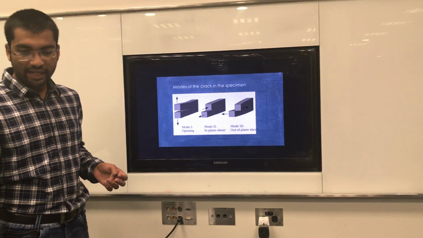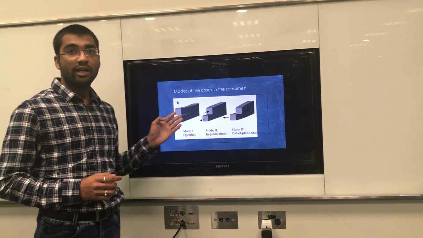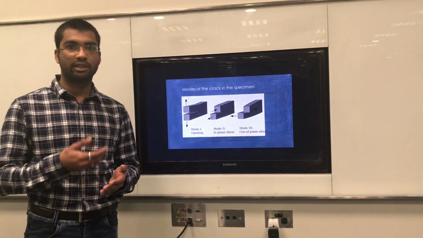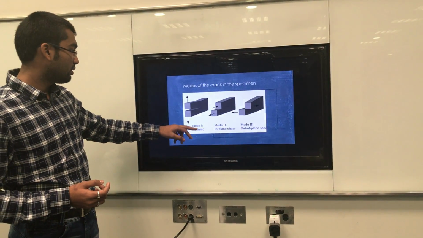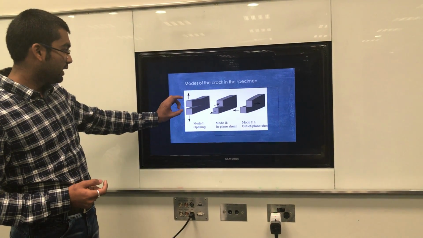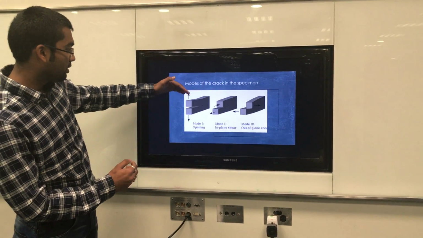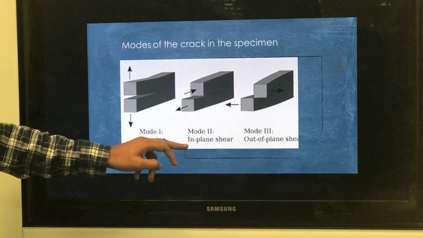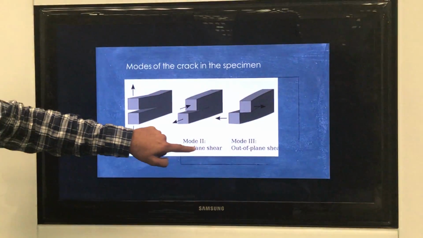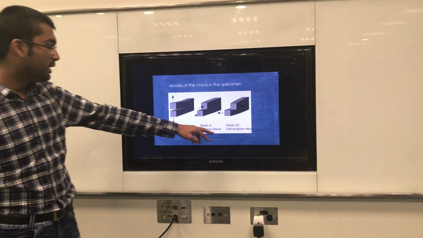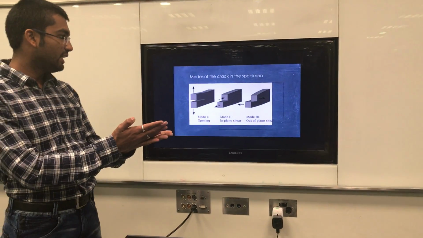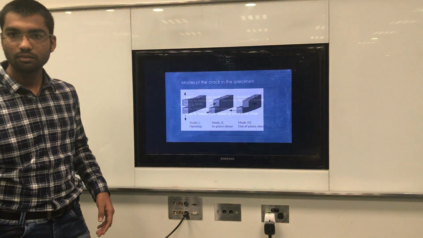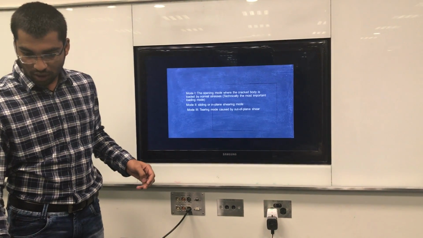And there are different modes of crack in the specimen. While the material is under testing, the crack opens in different modes. In mode 1, the crack opens in the vertical direction. In mode 2, when the crack is in the plane, it is called in-plane shear. And in mode 3, it is like out-of-plane shear, where the material is slightly displaced from this position. These are all the modes which I explained.